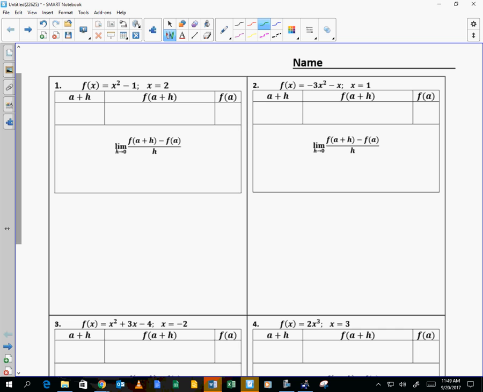All right. We are looking at the function x squared minus 1 for an x value of 2. You can replace x with a. It's the same thing in this scenario, okay? For an a value of 2. So we're trying to find the slope of the line tangent to the function at that point.